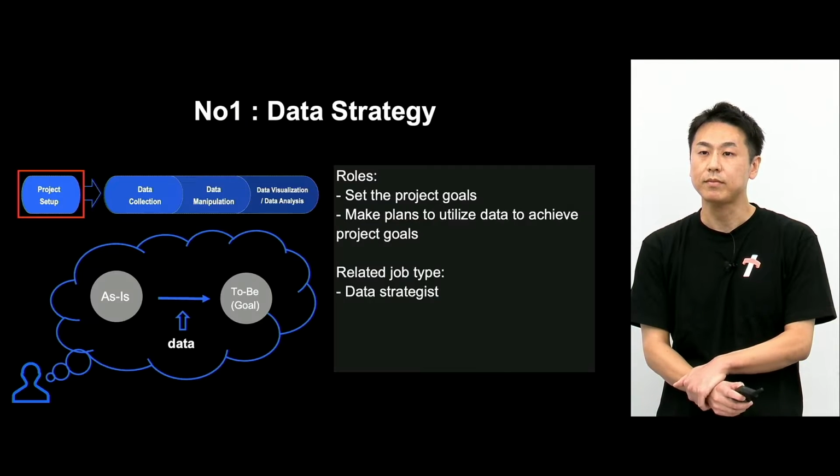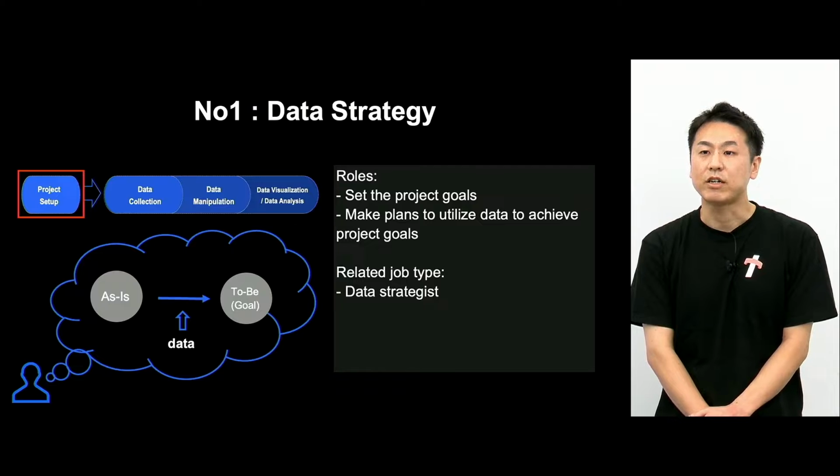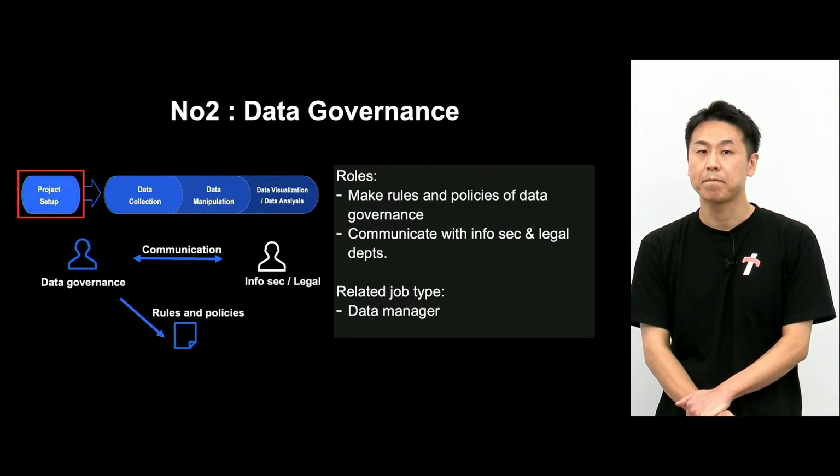There are roles required in the project setup. The first role is data strategy. Leading up to the project launch, we needed to set the project goals and figure out how to materialize them. It shouldn't be a vague goal like data visualization for business improvement. It should be specific on the goal and the approach to hit the goal. Here data strategy comes in. The related job title would be data strategist.